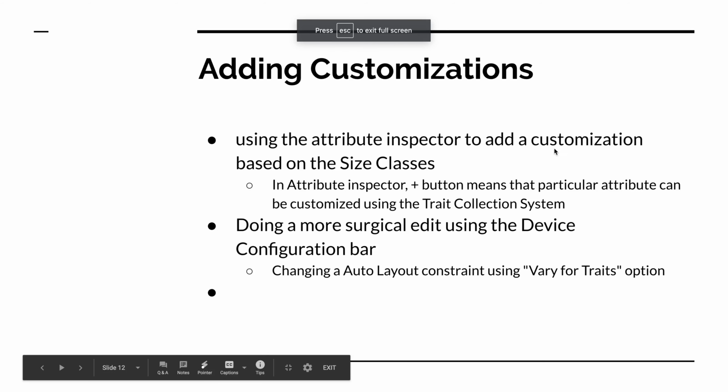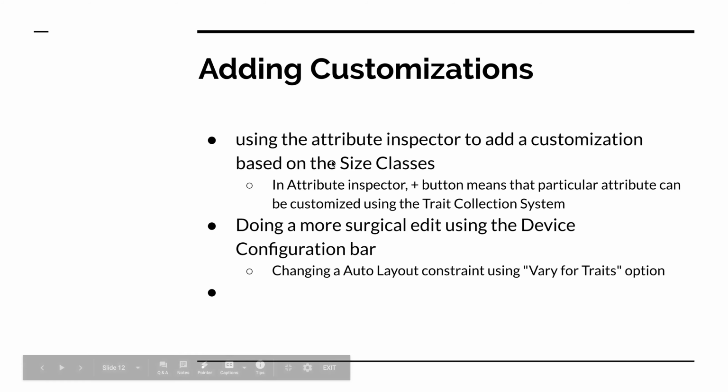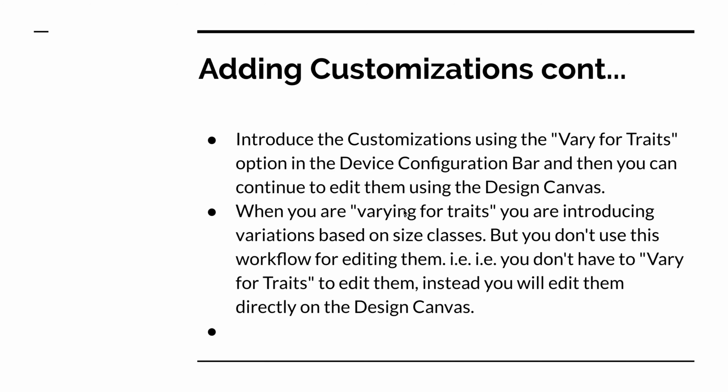You can use the attribute inspector to add a customization based on the size class. To keep in focus, these customizations come under advanced auto layout, our lesson. In the attribute inspector, there's a plus button, meaning that a particular attribute can be customized using the trait collection system. So let's see how to do it.